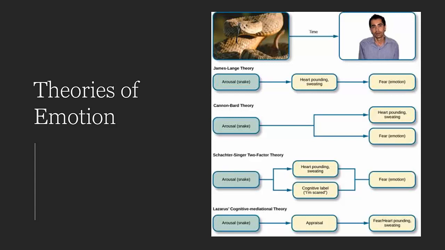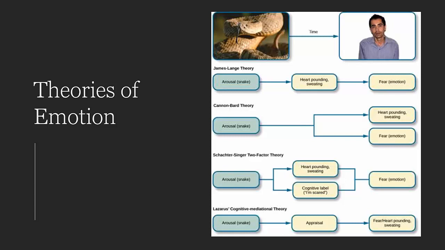All right, so then the rest of these basically just tweak that order depending on what the theory is. So the Cannon-Bard theory basically says that you have both the physiological component and the emotion happening at the same time. So you would see the snake and, in parallel, simultaneously, you have the physiological component and the emotion.